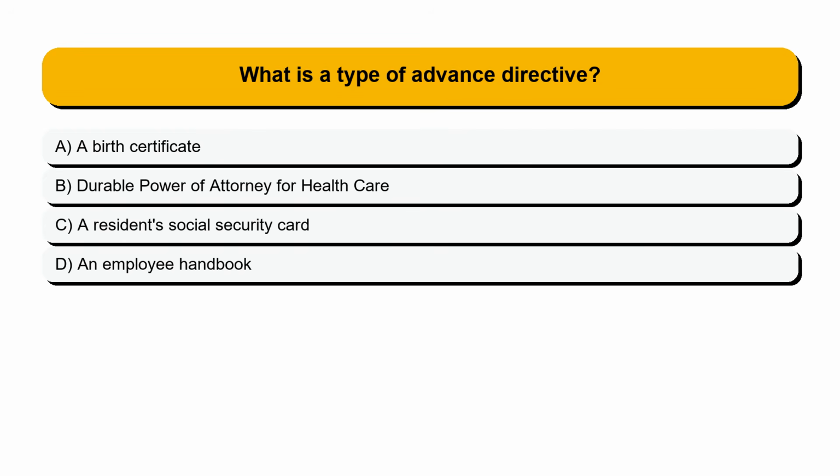Question 42. What is a type of advance directive? Option A. A birth certificate. Option B. Durable power of attorney for healthcare. Option C. A resident's social security card. Option D. An employee handbook.